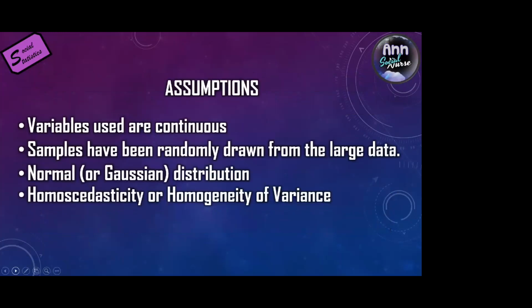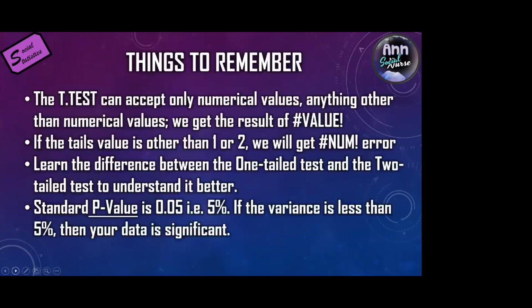Now, the assumptions, going back as a review again: the variables involved in that particular data set are continuous, the samples have been randomly drawn from the large data, and there is normal distribution. In some books, it's referred to as Gaussian distribution. Homoscedasticity or homogeneity of variance. Variance, you know, is computed as one of the measures of dispersion that made use of mean. Okay, and it's very important here in t-test.